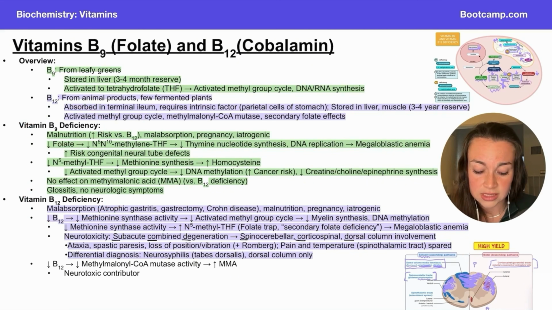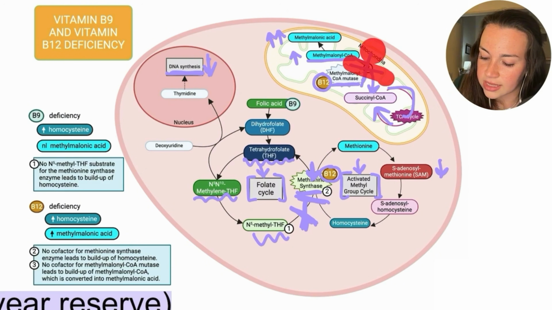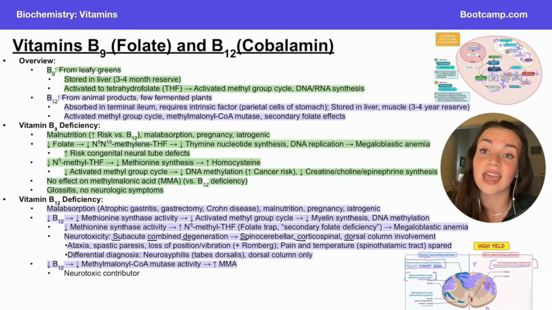And that circles back to this point where the decrease in B12 also decreases the methylmalonyl-CoA mutase activity, right? Those were those pathways that were happening in the mitochondria, right? We said by knocking out this step, we were going to get a buildup of methylmalonyl-CoA and methylmalonic acid. That methylmalonic acid is a neurotoxic contributor. It interferes with not only myelin synthesis, but myelin maintenance. And therein lies the difference.